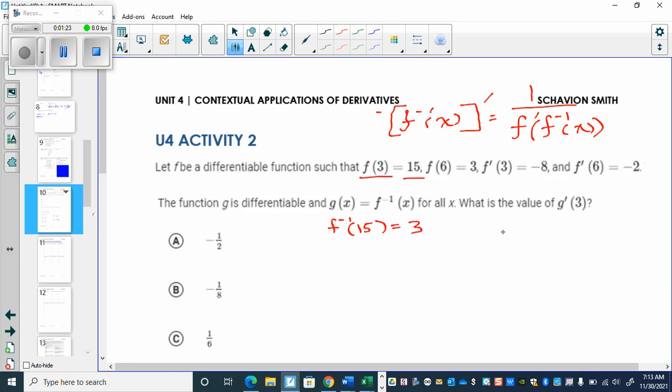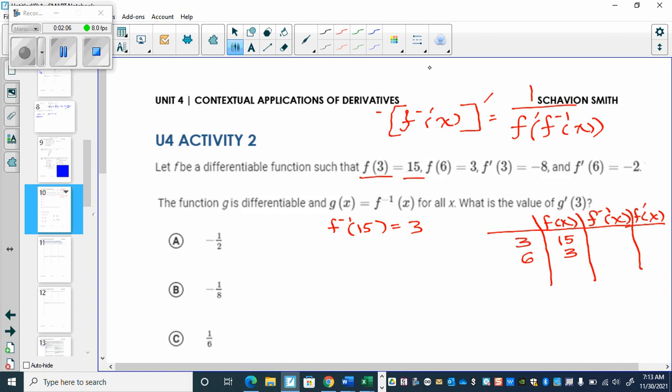So I could create a little table here based on some of this information. Let's make a little table here. I want f of x, I want the inverse of x, and maybe f prime of x. So for 3, I know that f of x is 15. It tells me in the first part right here. For 6, I know f of x is 3.